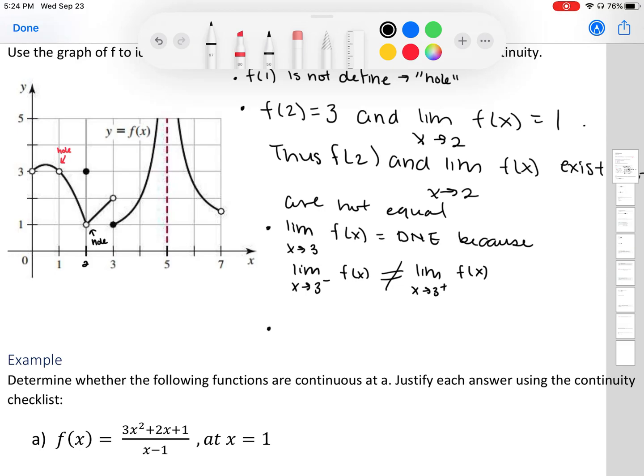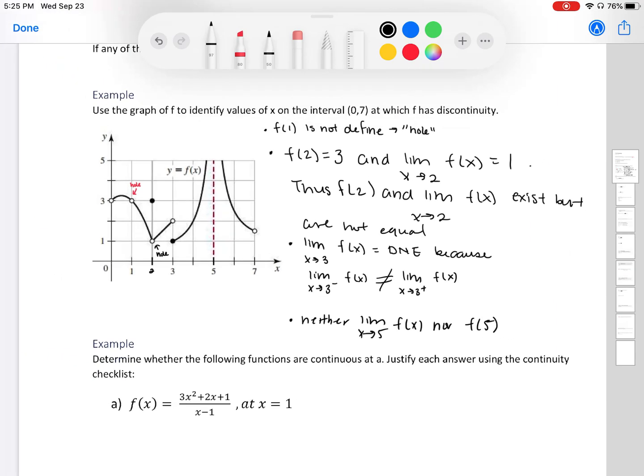All right, and for 5, we see we have an asymptote. We have an asymptote going on there. So we'd say that neither the limit as x approaches 5 of f of x exists, nor can the function be evaluated at that value. So none of them exist.